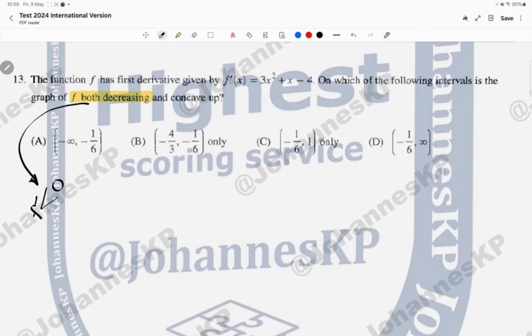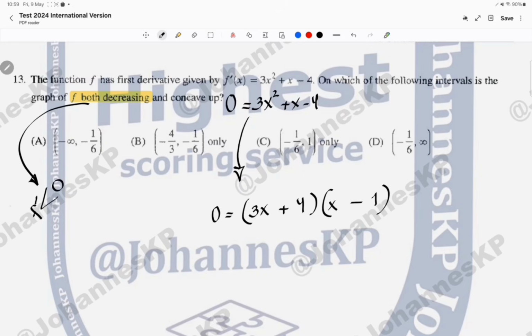So right now, if I make this into a 0, I'll get 3x squared plus x minus 4. So how would I factor this guy? Quadratic? Let's check. 3x, x, 1, 4, right? Yes. Plus, minus. Yeah. So you're going to get x of 1, negative 4 over 3. These are called our critical points.